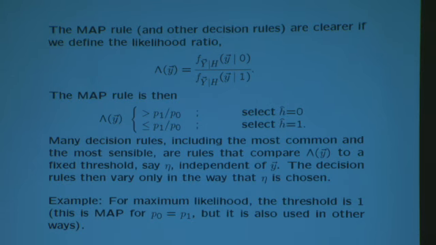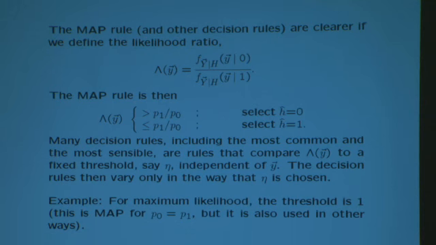Why do I put the strict inequality here and the non-strict inequality there? Again, no reason whatsoever. When you have equality, it doesn't make any difference which you choose, so you could flip a coin. It's a little easier if you just say we're going to do this under this condition. So we state the condition this way. We calculate the likelihood ratio. We compare it with a threshold. The threshold here is P1 over P0, and then we select something.